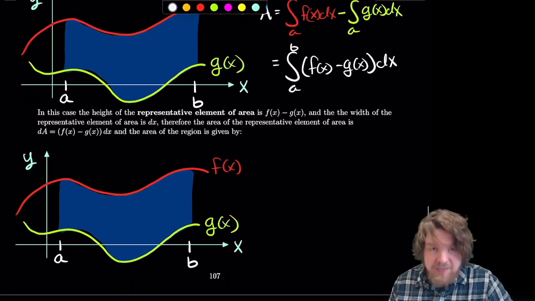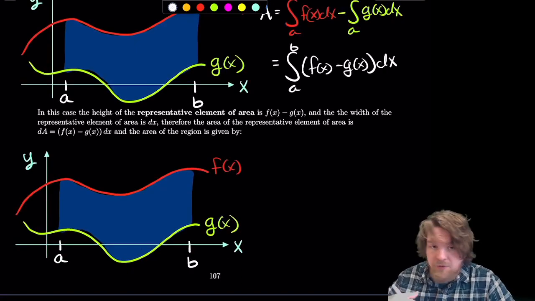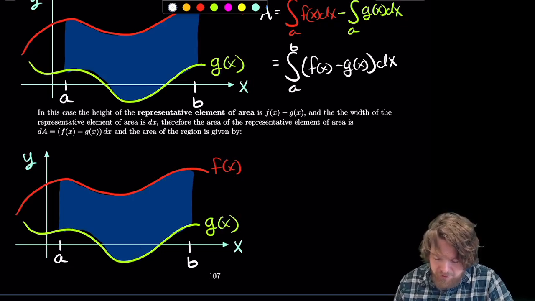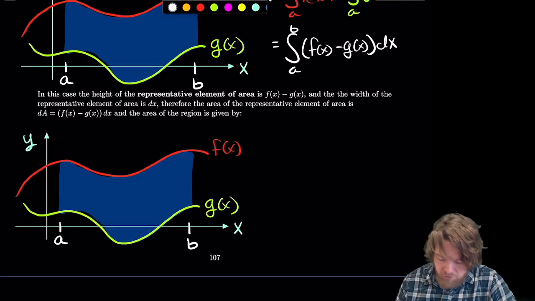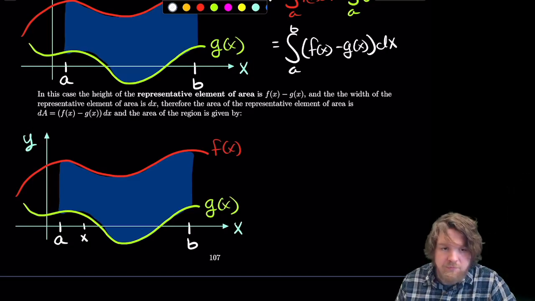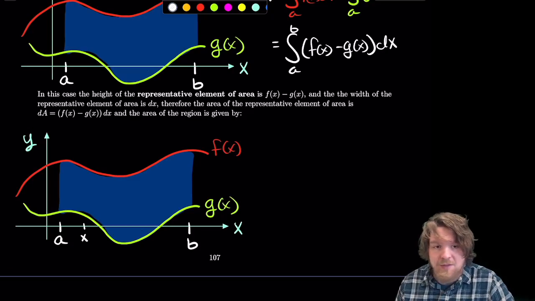So we'll start off with the exact same picture. I have a function f on top, I have a function g below. I want to find the area bounded by these two functions between x equals a and x equals b. Now, here's the small change. What we're going to do is pick a value along our x-axis. So I'm going to come over here, and I'm just going to call this value x. Right? Value along the x-axis, give it the name x, real unique.